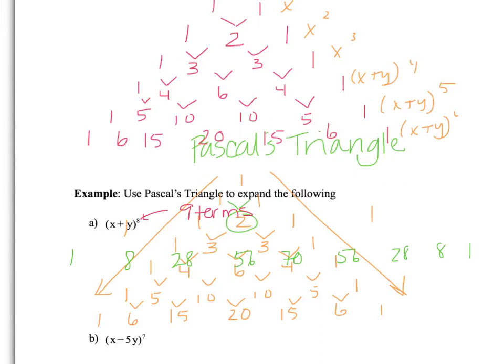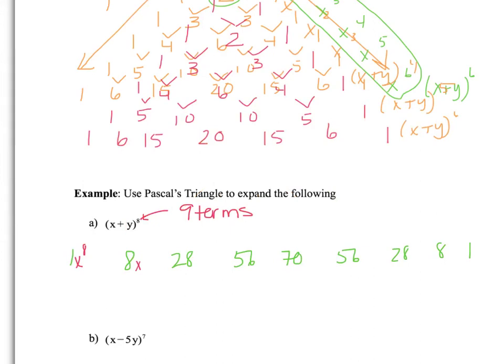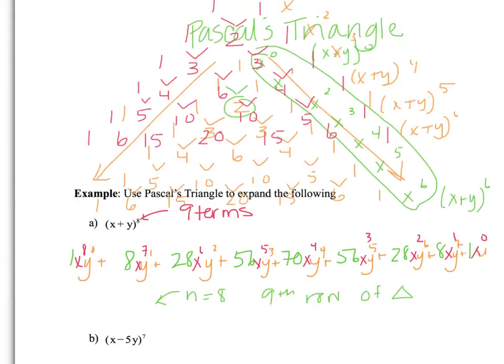My first x term is going to be x to the 8th, then x to the 7th, 6th, 5th, 4th, 3rd, 2nd, 1st, and 0. And y will expand in the opposite direction, so it'll start at 0, then 1, then 2, then 3, then 4, then 5, 6, 7, getting a little scrunched, and 8. So it is as simple as that to use Pascal's triangle.